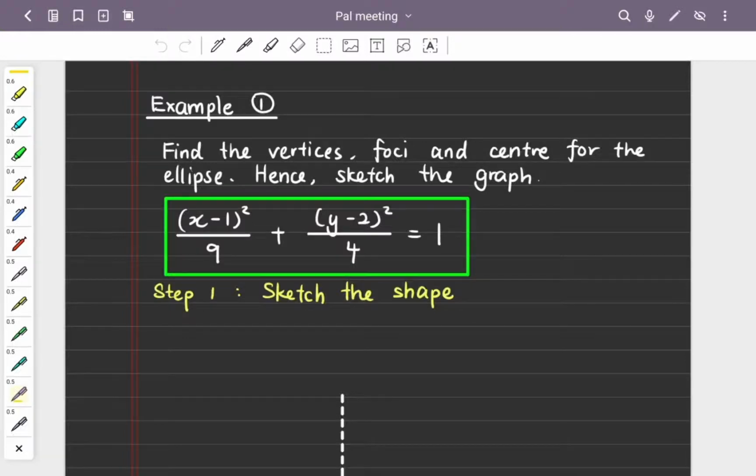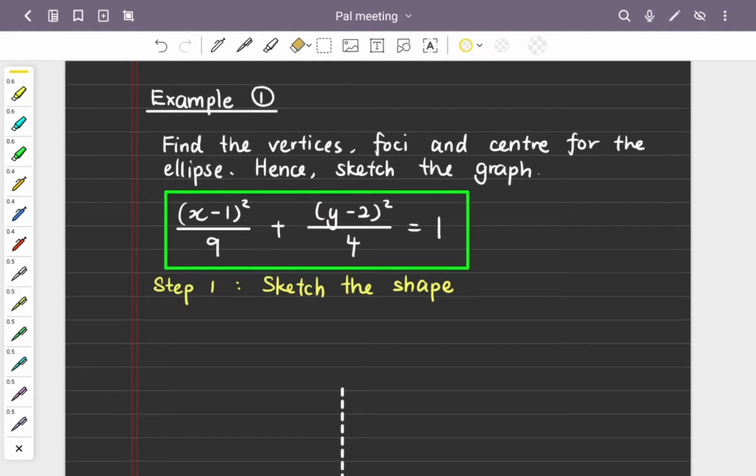Alright, so now let us look at the first example. The question asks us to find the vertices, the foci, and also the center for the ellipse. Even if the question doesn't ask you to find these three, if it asks you to sketch, you may need to find the vertices, foci, and center. Without these three, you cannot sketch the graph.